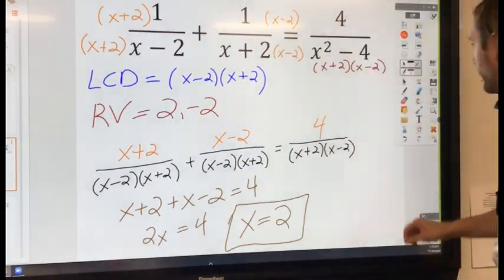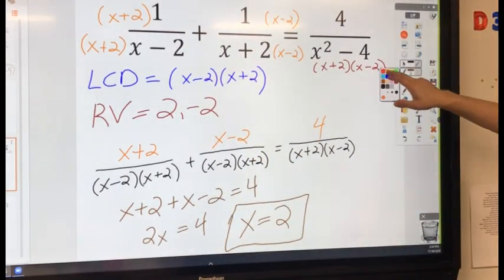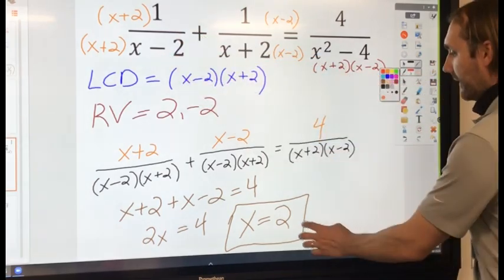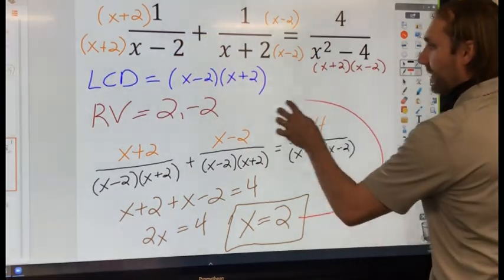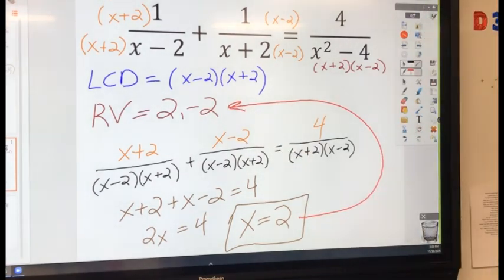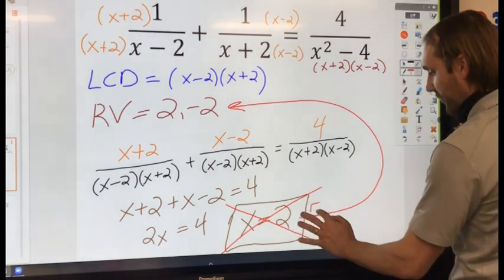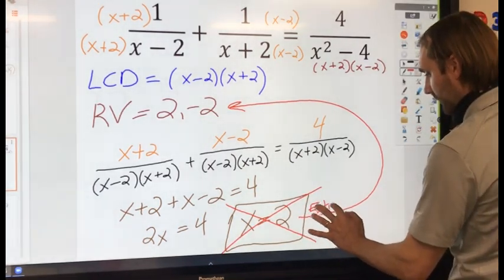So I found that x equals 2. Can I accept that as an answer? It makes the denominator 0. We had already found out that 2 was a what? It was a restricted value. Yes. So this cannot happen. This is called an extraneous solution. So we found them at the beginning.